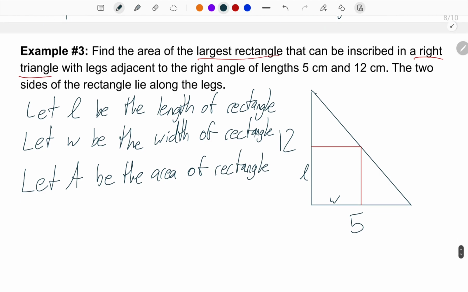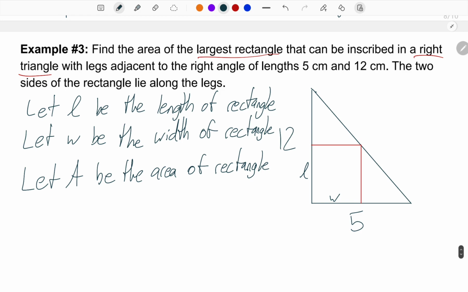Okay, so now where are we going to go from here? Well, I've labeled the rectangle L and W. Let's finish off the diagram. So we have this portion on the top. The bottom part's L, and we know the whole thing is 12. The top must be 12 minus L. And same thing with the side. If we have one portion W and it's 5 in total, the other must be 5 minus W. And that's going to come in handy.